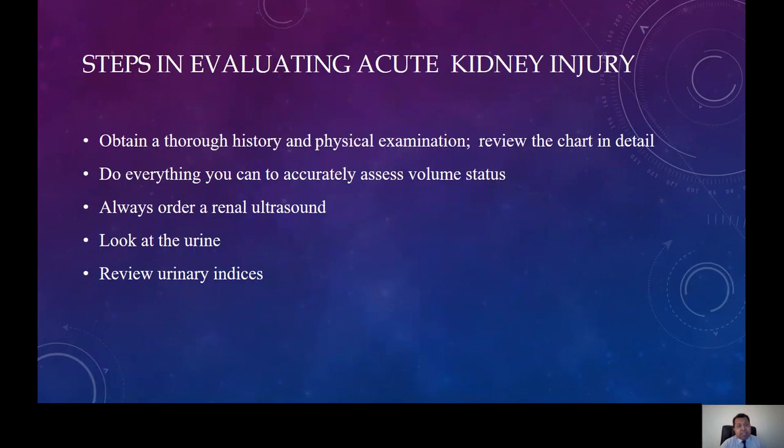Right. Now, these are the simple steps in evaluating acute kidney injury in a child. As I mentioned earlier, obtaining a thorough history and physical examination should always be a priority. It's very important to find out the underlying cause, the physical examination findings related to fluid status, and to review the charts in detail regarding the investigations and also the input-output charts. And the next statement is very important: do everything you can to accurately assess the volume status.